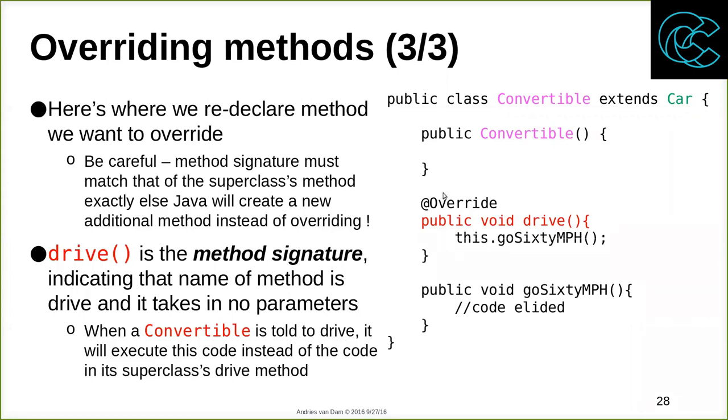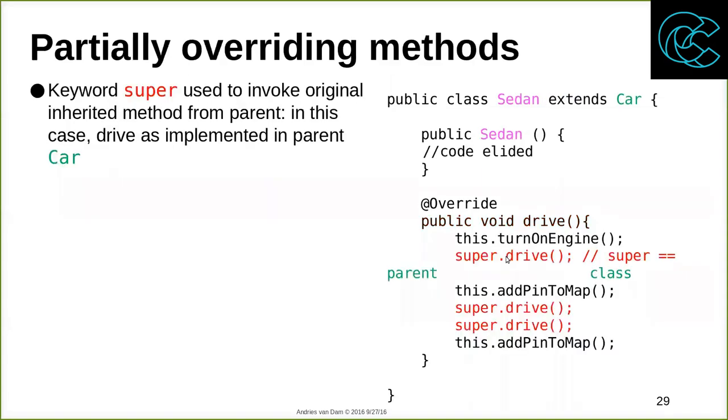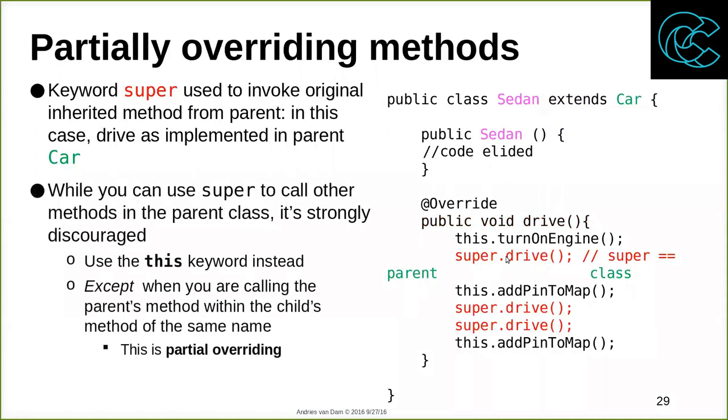So if you don't provide the definition, and let's say you have an instance of convertible call drive, then it will use the definition that is provided by car. But now that you have overridden it, if you use the instance of convertible and call drive, it will use this particular implementation. Right. Okay.